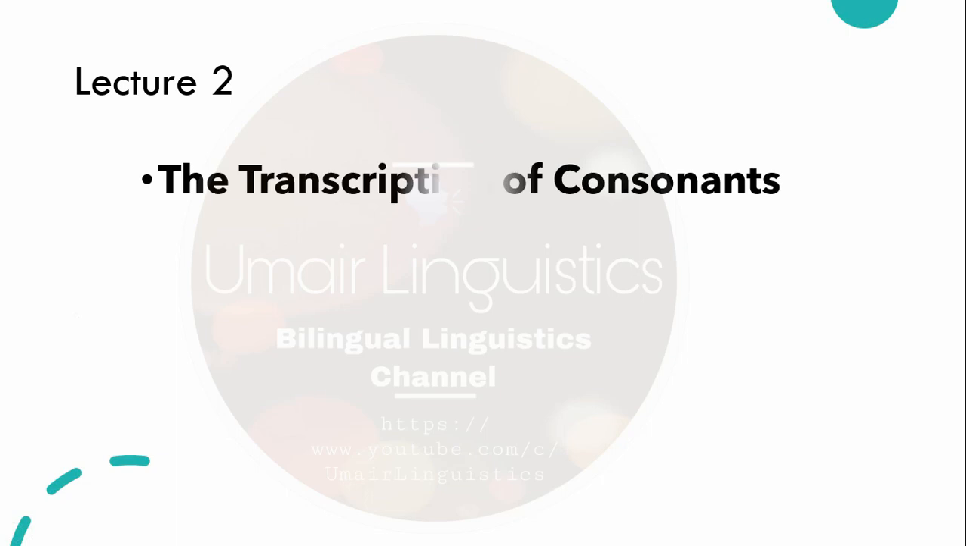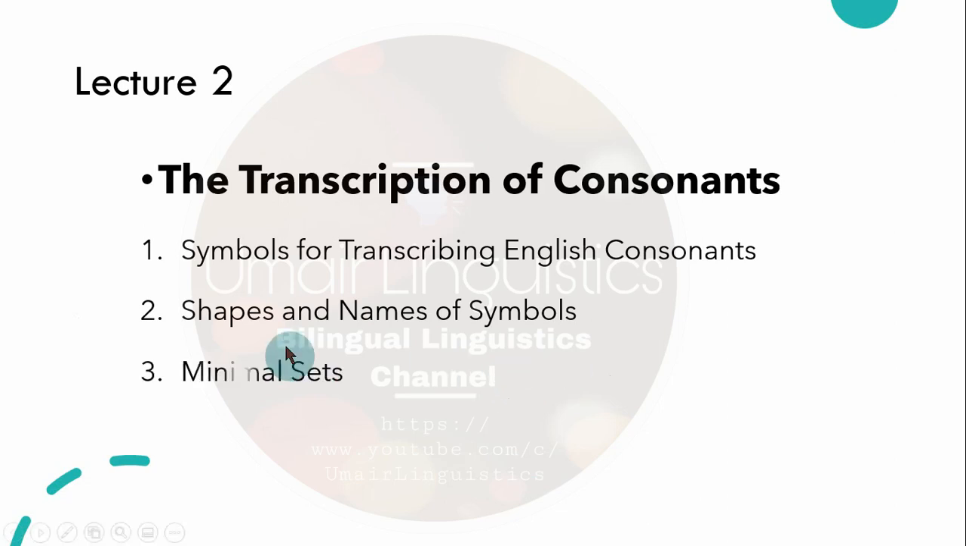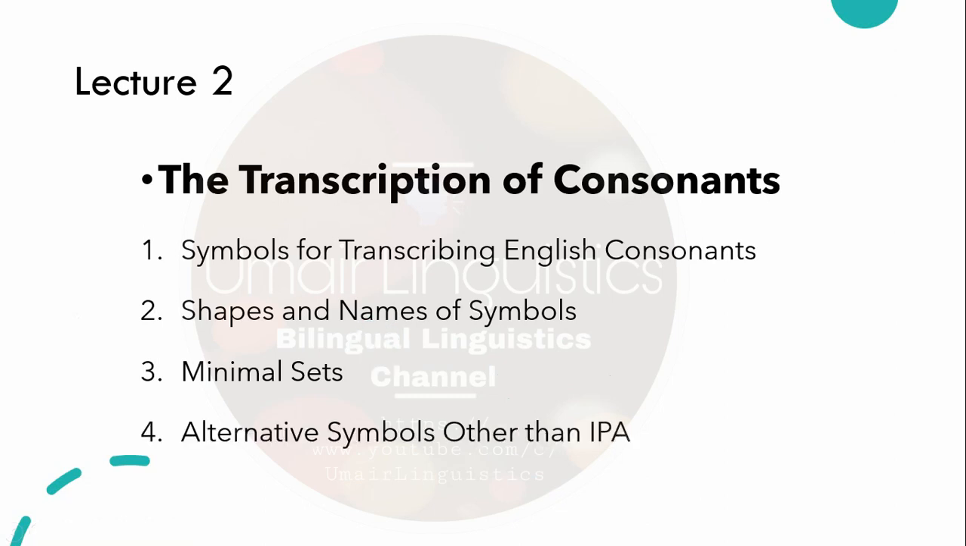Then in the second lecture we discussed the transcription of consonants in detail with reference to IPA. We discussed almost all symbols which we use in English for transcribing consonants with reference to IPA. Then we discussed shapes and names of those symbols, and then minimal sets. What are minimal sets? And then alternative symbols other than IPA.